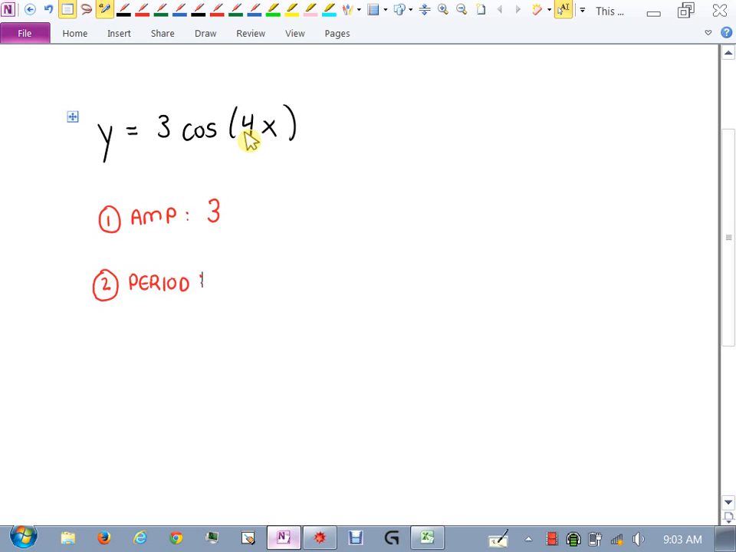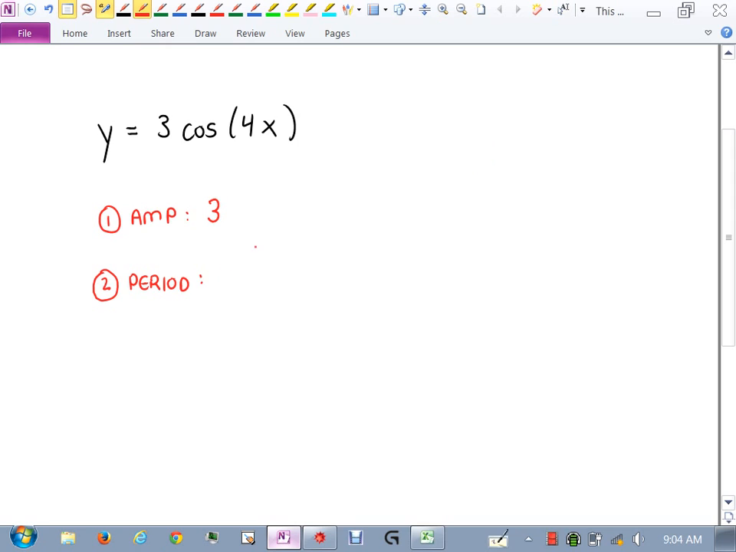But as we move on today, you're going to see that the argument is not just going to be a number times x. It could be like 4x minus pi or something like that. In that case, we're going to have to do something slightly different. So I'd like to introduce you to this idea. It's not much different than what we did before, but there is something different. We said just take 2 pi and divide by b. That's what we said.